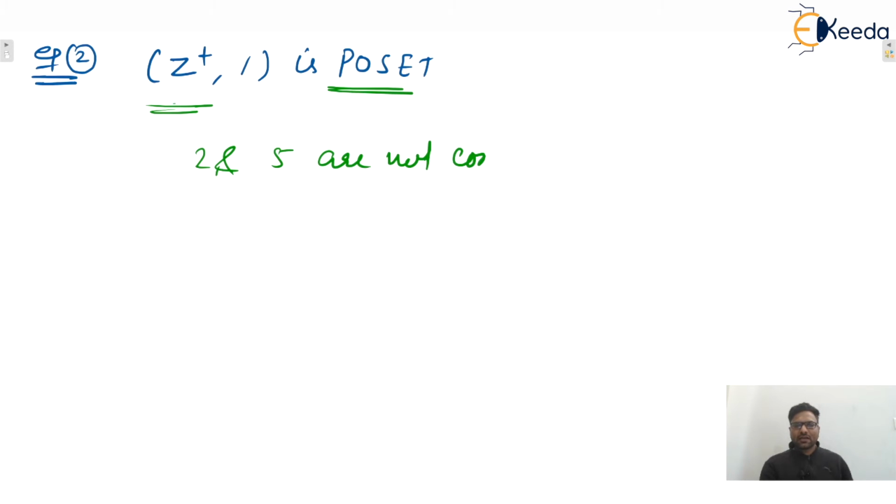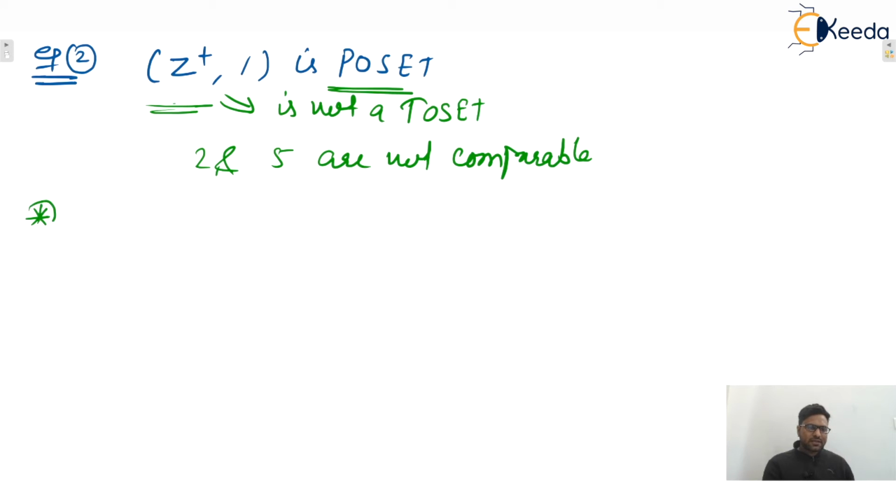So we can say that here every pair of elements is not comparable. That's why we can say that this is not a TOSET. I hope this one is clear to everyone. Okay. Next one, let us consider the third one. The third one is the well ordered set, WOSET.